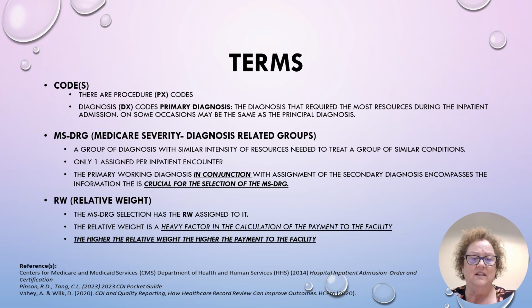Another term is relative weight, and you'll see the abbreviation RW. The MS-DRG selection has a unique relative weight assigned to it. The relative weight is a heavy factor in the calculation of payment to the facility. The higher the relative weight, the higher the payment to the facility.